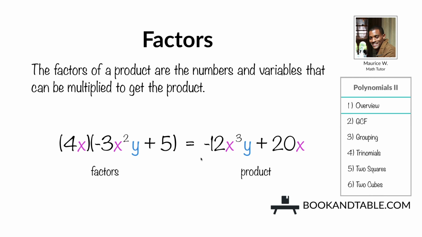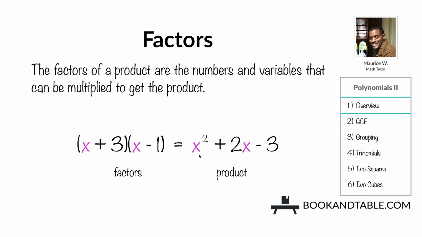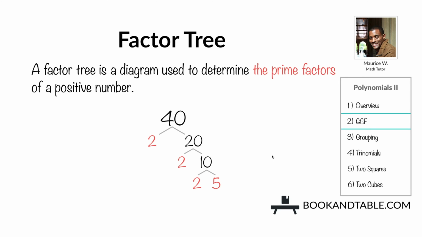For polynomials, you can get the factors several different ways. In this case, we have factors 4x being multiplied times the binomial negative 3x squared y plus 5, and that would give you a product of negative 12x cubed y plus 20x. You can also get a trinomial that has the variable twice, x squared plus 2x minus 3, and the factors of that polynomial would be x plus 3 times x minus 1. So again, we would multiply these two terms, making those our factors, and we get this expression as a result, making it our product. So there will be several different types of products that we will run into throughout the remainder of this chapter, and we'll discuss how we go about finding the factors for said product or expression more specifically. Now let's move on to discuss the greatest common factor.